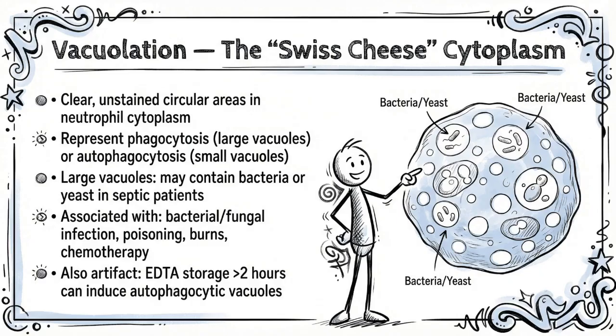Here's a critical point: in a septic patient, you might actually see organisms inside those large phagocytic vacuoles. That's a huge finding. But remember, vacuoles can also be an artifact. If blood sits in EDTA for more than 2 hours before the smear is made, you can get autophagocytic vacuoles. So always consider specimen handling when you see vacuoles without other toxic changes. Context really matters here.